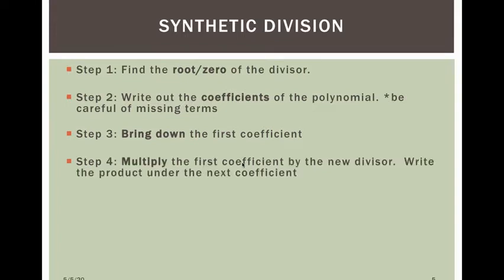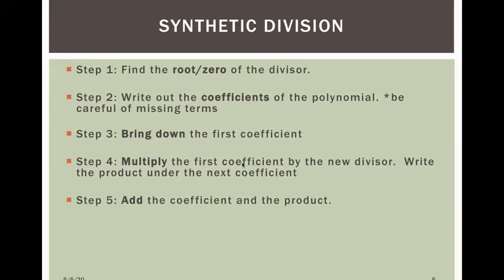Step 4 is going to be to multiply the first coefficient by the new divisor and write the product under the next coefficient. So for right now, just write these down and we'll see what this actually looks like for us in just a moment.